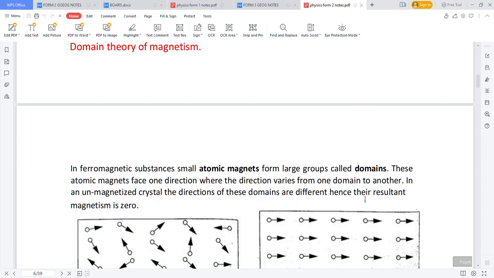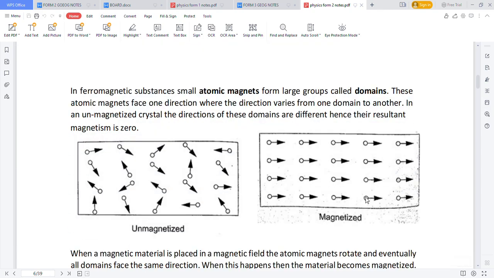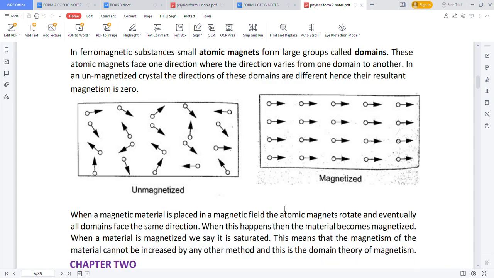Domain theory of magnetism. In ferromagnetic substances or materials, small atomic magnets form large groups called domains. These atomic magnets face one direction, where the direction varies from one domain to another. In an unmagnetized crystal, the directions of these domains are different, hence their resultant magnetism is zero. So as you can see in the diagram, you have unmagnetized and magnetized.